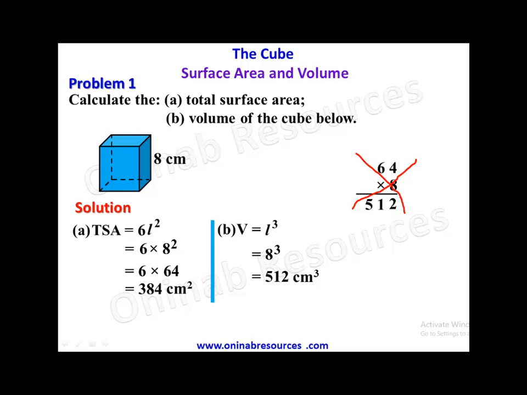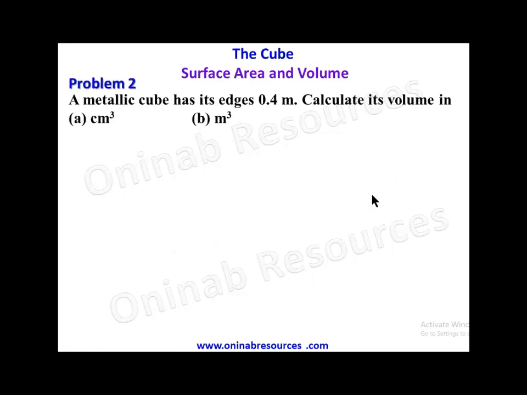We go ahead to problem 2. For problem 2, the metallic cube has its edges 0.4 meters. Calculate its volume in A, cubic centimeters, B, cubic meters.